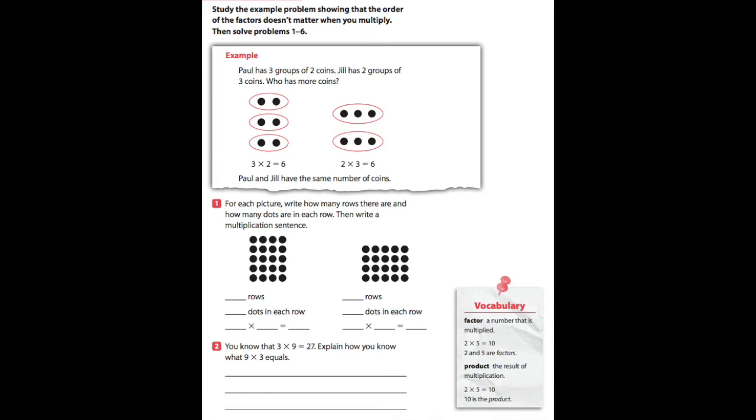Then on number 2, it gives you equations. It says that you know that 3 times 9 equals 27. Now explain how you know what 9 times 3 equals. So you have those 2 questions to answer. And then we have one more page that we will go over in just a sec.